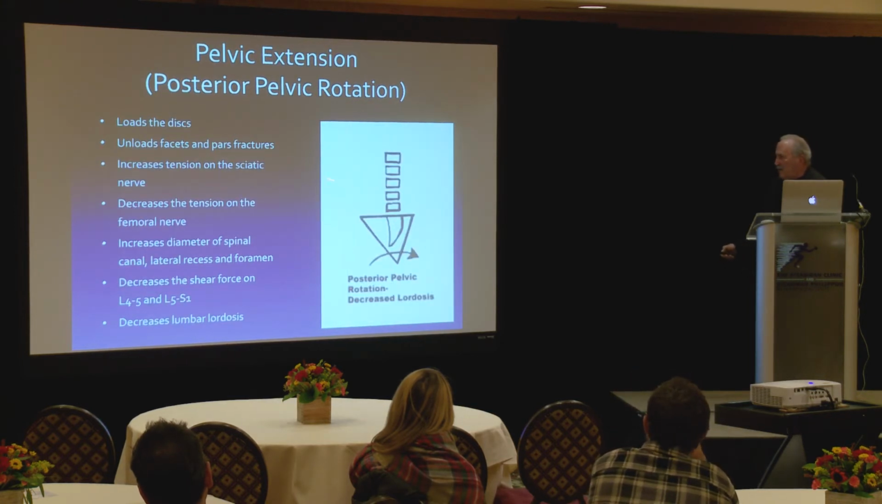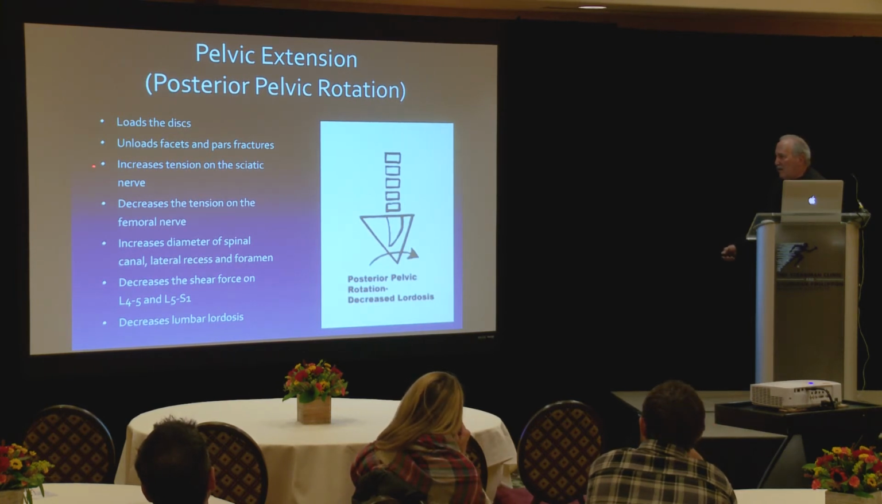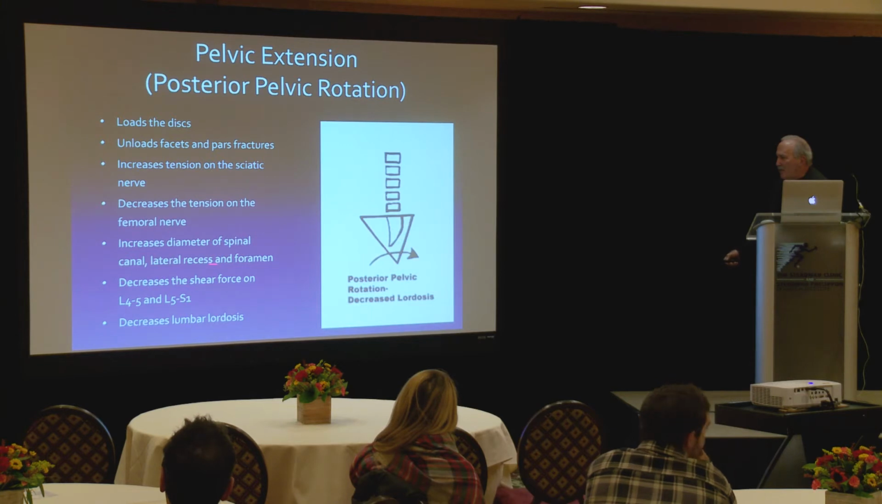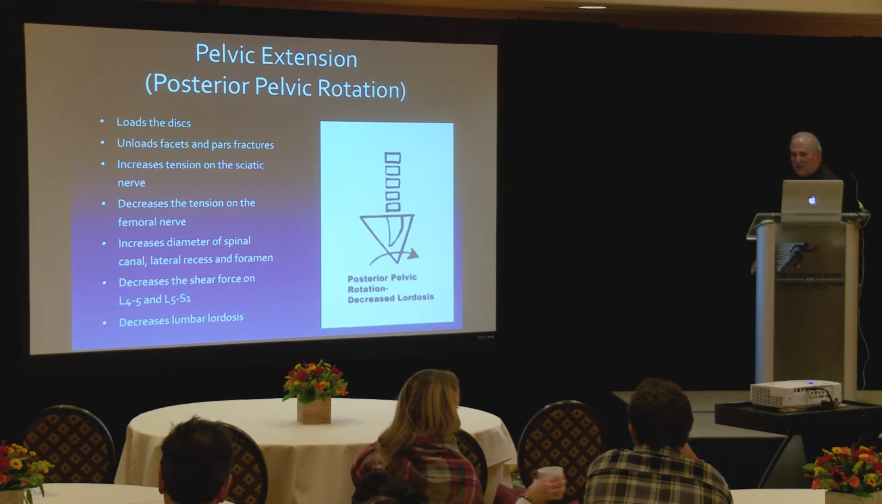Posterior pelvic rotation loads the discs, but it unloads the facets and the pars. It increases the tension on the sciatic nerve, but conversely decreases the tension on the femoral nerve. It increases the diameter of the spinal canal, lateral recess, and foramen. And so basically what you're doing here is you're opening the canal and loading the discs.